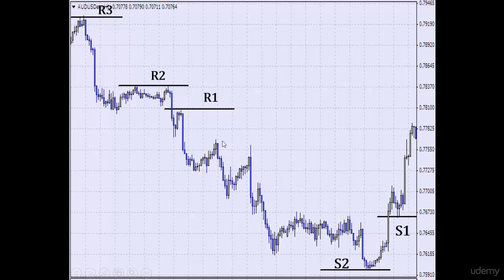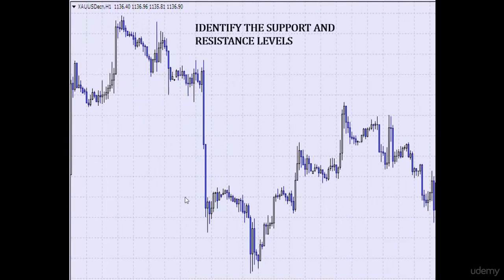Remember, these are past resistance because the market has risen above these levels. So these levels are now past resistance levels. Okay? These are past support levels. These are not support levels. These are past support levels. Okay? Past support, past resistance. Now, can you identify the support and resistance levels on this chart? You can pause the video and try and identify as much support and resistance as you can.